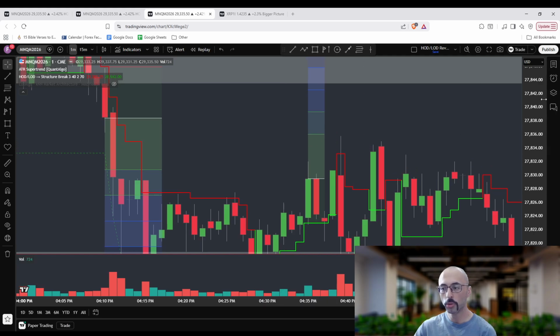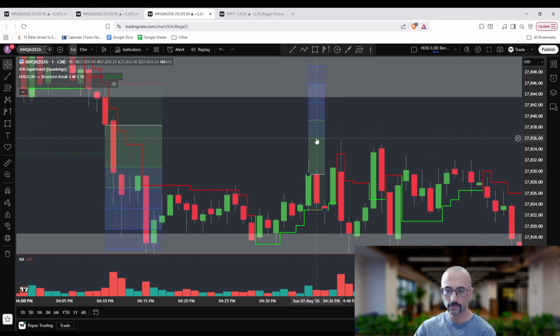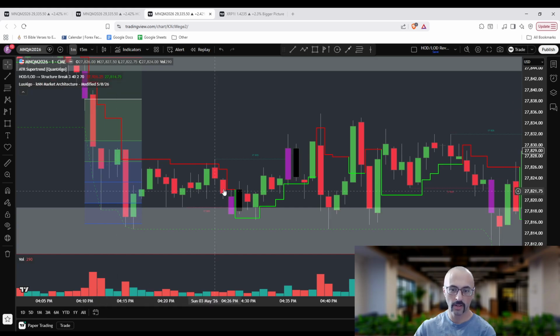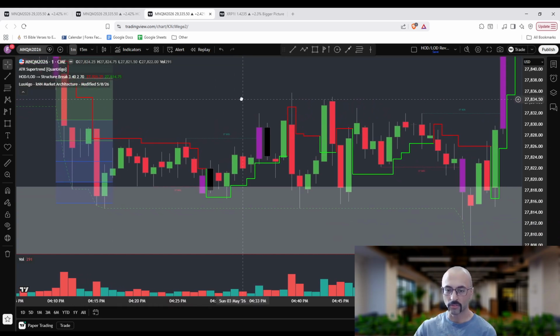So even though I'm only targeting 1.5 R, I do have 1, 1.5, 2, 2.5, 3 on here. I'm only targeting 1.5. But what you'll find is I never really take a full loser anymore because we are identifying opposing candles and getting out of them.